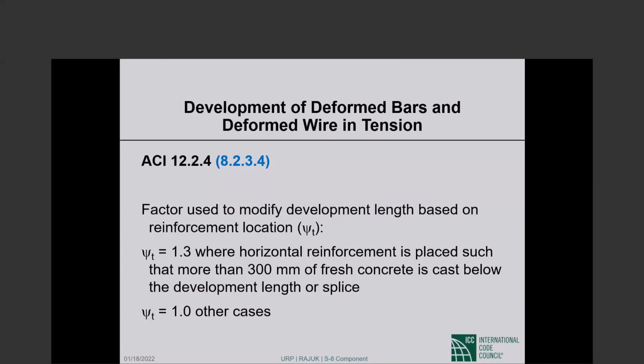The required development length goes up because of bleeding water that goes to the surface. The reinforcement is bonding with inferior concrete. That's what it boils down to. If it is other than top bar, we never use the word bottom bar. So it's top bar and other than top bar. Then psi sub T is equal to 1.